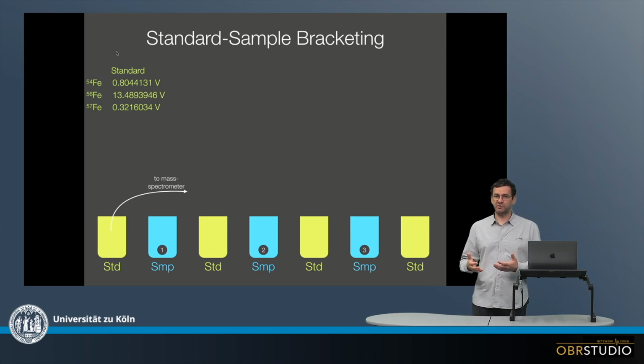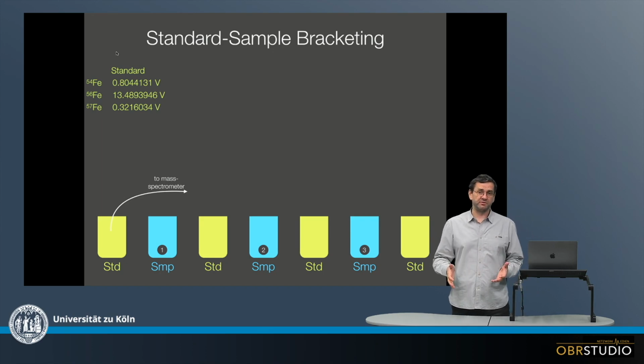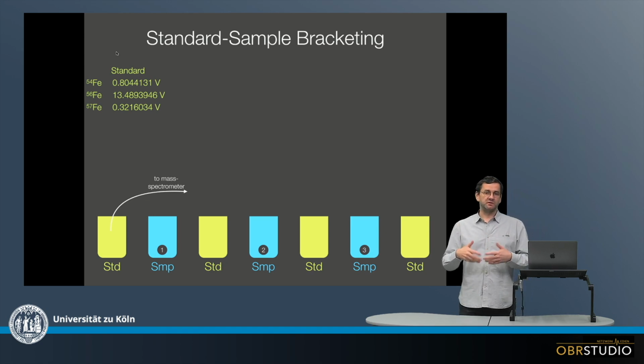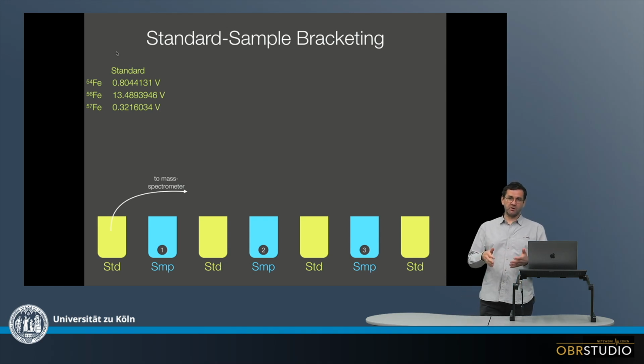When we talk about the isotope composition of a sample, say of a meteorite, we typically mean the isotope ratio of this meteorite relative to the isotope ratio in a standard. This is how we measure, and how we can only measure, the isotope composition, the isotope ratio in a sample, relative to the isotope ratio in a standard.